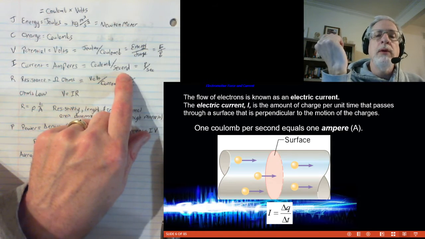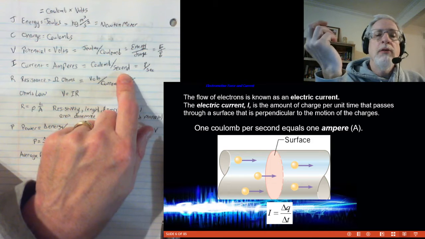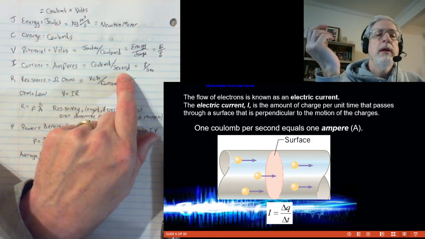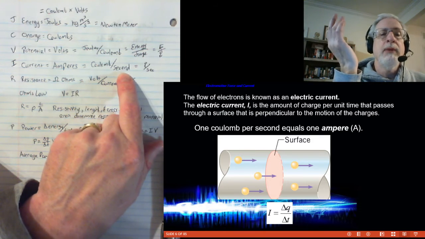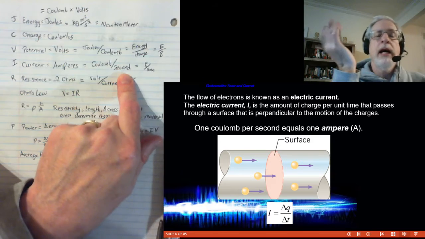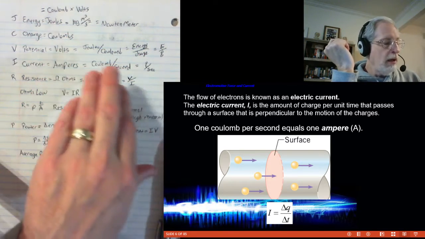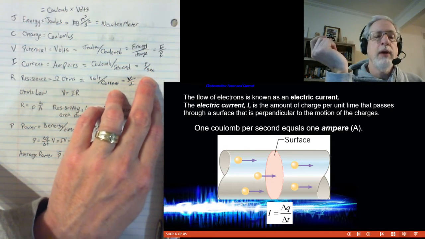So 1 amp will kill you. We generally talk in terms of milliamps, like most home circuits are around 20 milliamps, 0.02 amps. So we rarely get to 1 amp. I mean, we do, but not in common applications. All right, but an amp is a coulomb per second, or Q, charge per second, that flows.